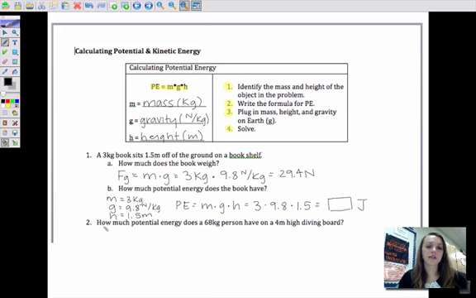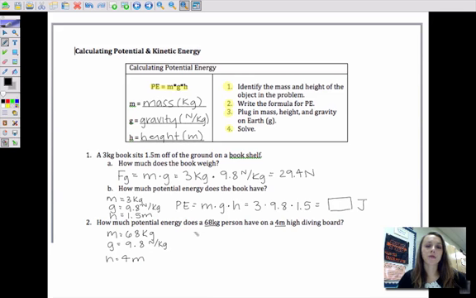The second question asks, how much potential energy does a 68 kilogram person have on a 4-meter high diving board? This time we're not solving for weight first, so we're just going to dive right into potential energy. The first thing I'm going to do, like I did before, is write down my variable chart. So M, G, H. My mass is 68 kilograms, because kilograms is a unit for mass. My gravity, because we're on Earth, is 9.8 newtons per kilogram. And my height is 4 meters, because the meters is the unit for height.